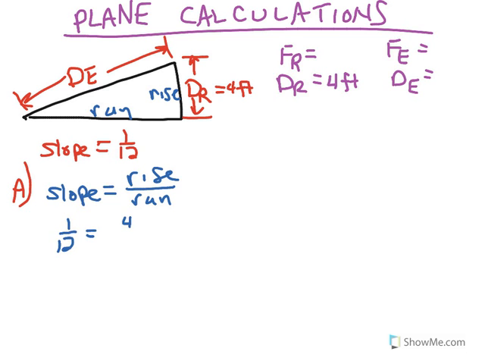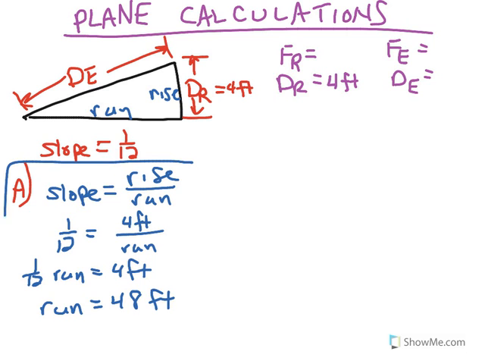Our rise is 4 feet. It's the distance of the resistance, and the run, we don't know what that is. If we multiply both sides by run, trying to get it by itself, we get 1/12 run equals 4 feet. And if you divide both sides by 1/12, which is the same as multiplying it by 12, 1/12 times 12 is 1. 4 foot times 12 would be 48 feet.